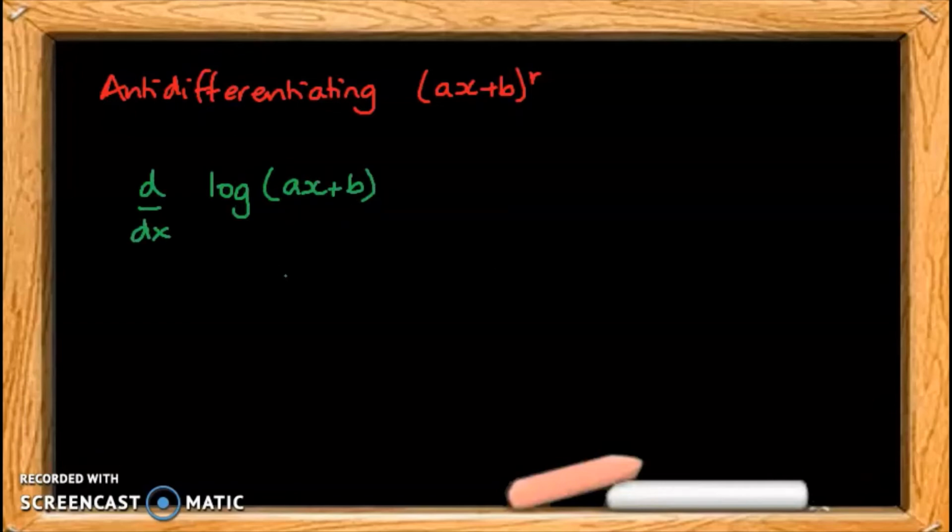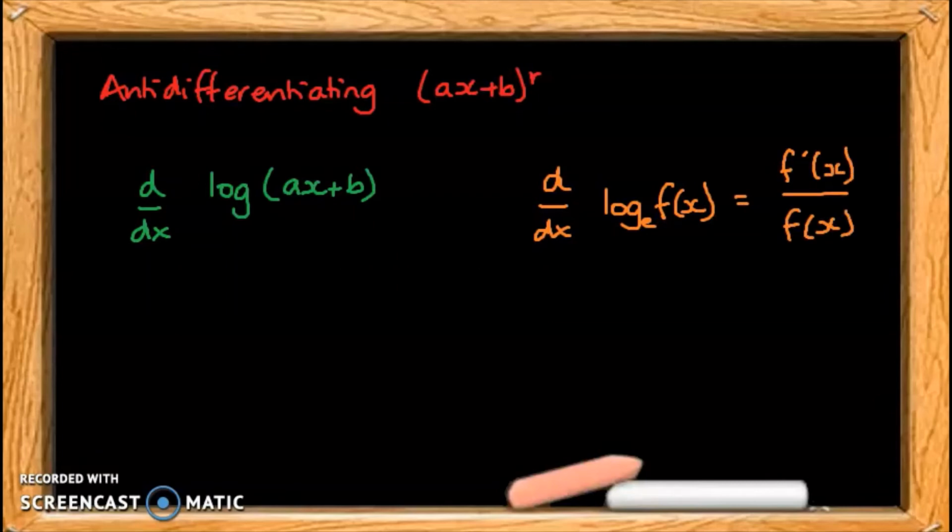Remember, my shortcut is going to be to put the derivative of this over this expression. So if you're not aware of that, if I take the derivative of log base c of f of x, my answer is f dashed of x over f of x. So therefore here, the derivative of this expression will be a over ax plus b.